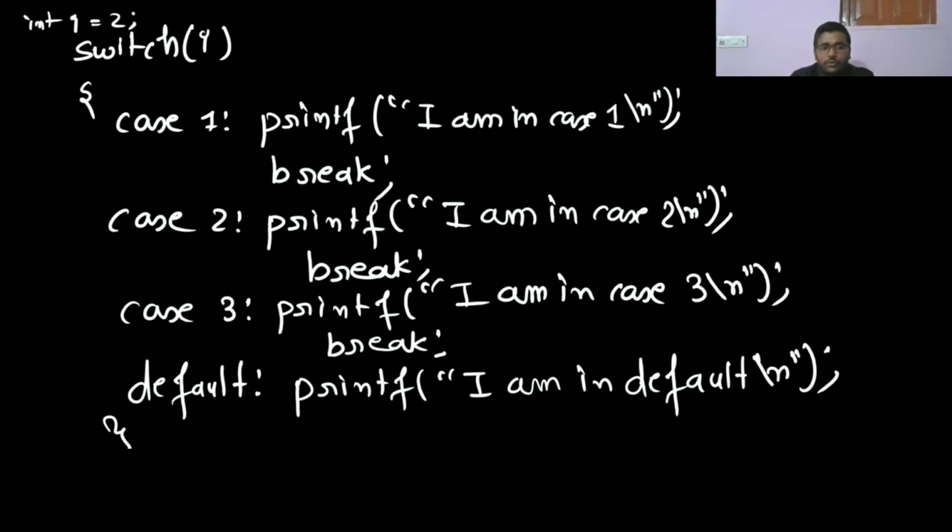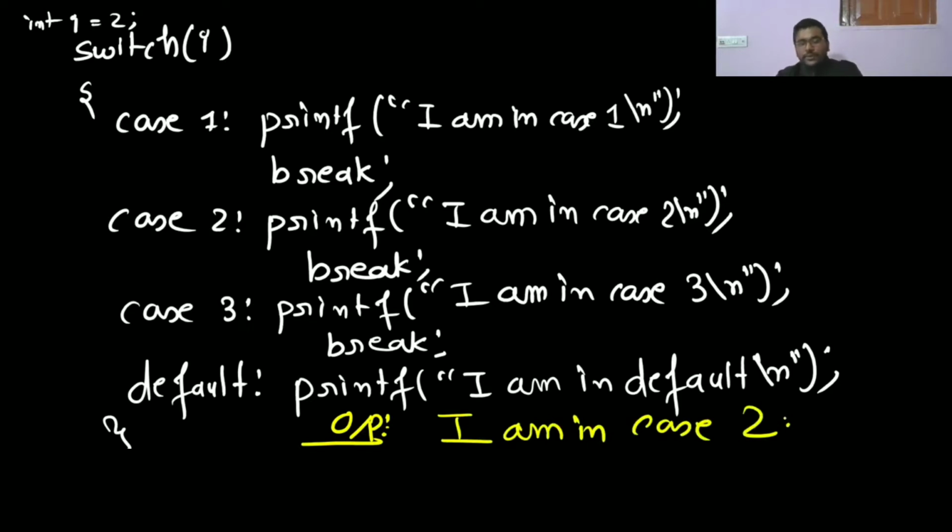So here the output is going to be, I is equal to 2, so case 2 is going to be satisfied, it will print I am in case 2, then break, it will go out of that. I am in case 2. Okay.